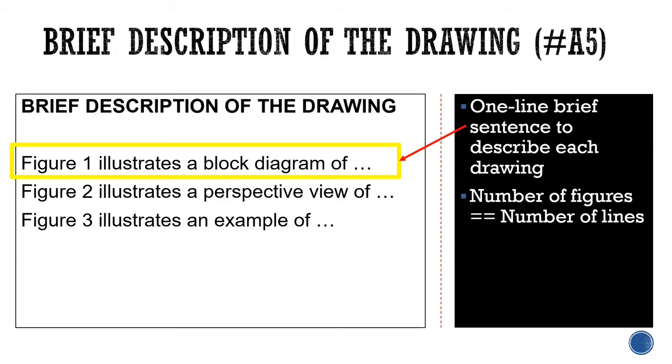In the brief description of the drawing, one line of sentence is used to briefly explain the accompanied drawings relevant to the invention. Keep in mind that the description must be a one-liner, hence, for a total number of figures, there should be the same exact number of lines in this subcomponent.